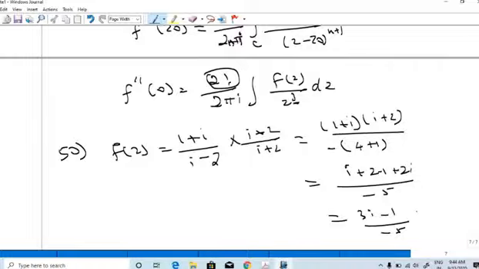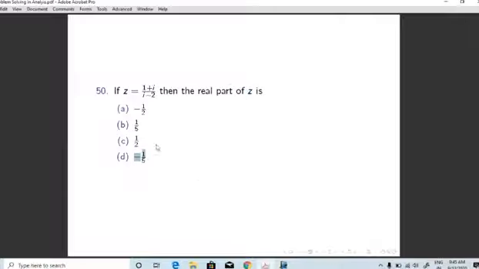So what is the real part? Sorry, this is plus 1. Yes, this is 2 minus 1, therefore plus 1. Therefore the real part of this one is minus 1 by 5. Minus 1 by 5 is the real part, because the minus is common for both the real part and the imaginary part. So minus 1 by 5 is the real part of this z.